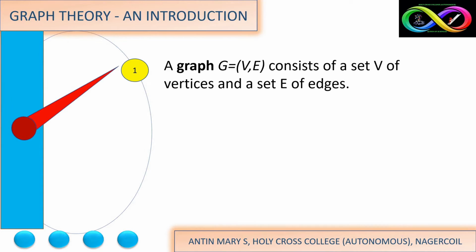So what do we mean by a graph? A graph G, which is denoted as (V, E), an ordered pair, consists of a set V of vertices and a set E of edges. We mean by vertices the points and by edges the lines.